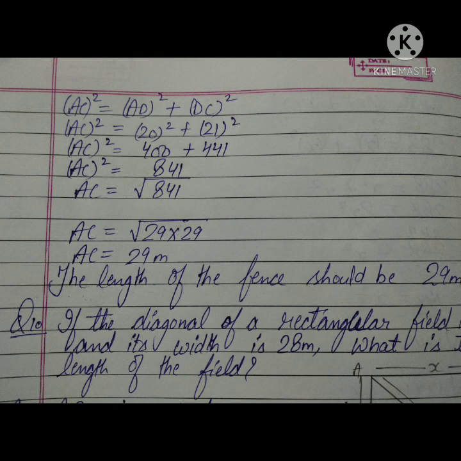So you can get the equation AC square is equal to 400 plus 441. When you add 400 to 441, you will get 841. So AC square is equal to 841. Remove the square, it will become the square root on the other side. So AC is equal to the square root of 841. We can write 29 multiplied by 29 in place of 841. So AC is equal to 29 meter. So the length of the fence should be 29 meter. Is it clear? Now come to question number 10.